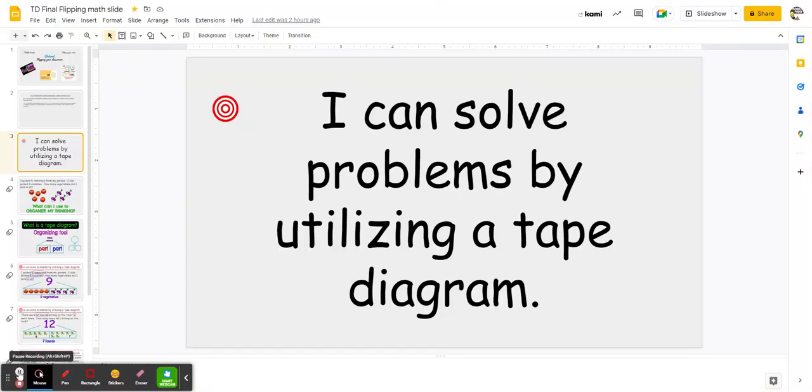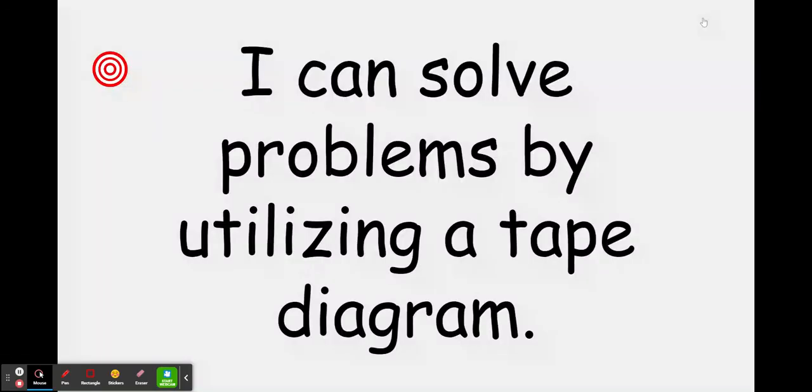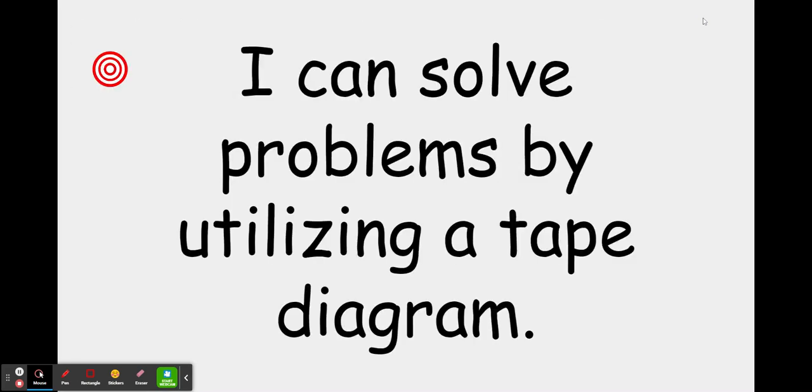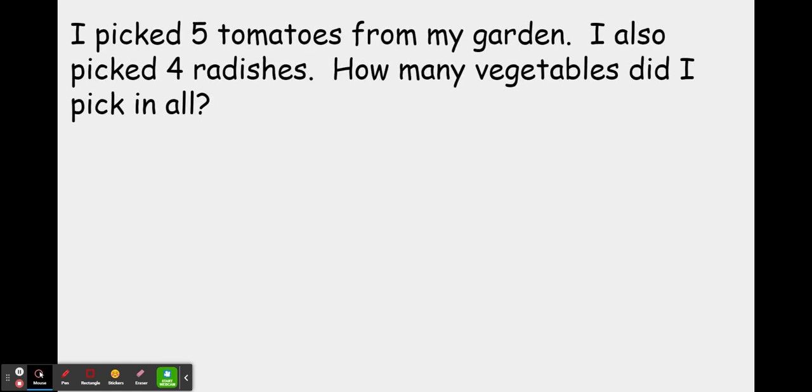Hi, boys and girls. Today, our learning target is: I can solve problems by utilizing a tape diagram. So we usually use tape diagrams when we are working out word problems. So here's a word problem that we're going to go over together.